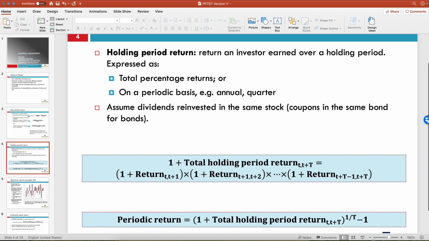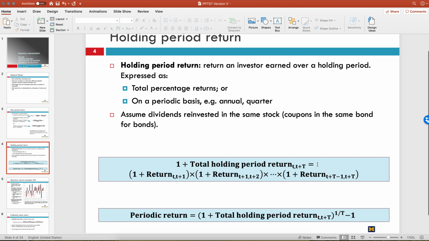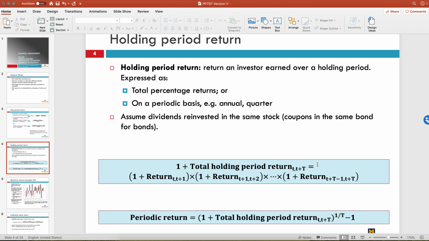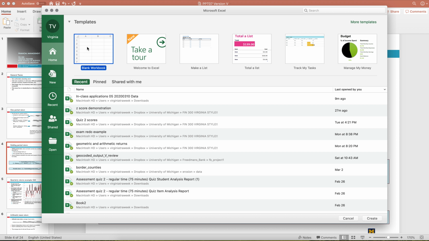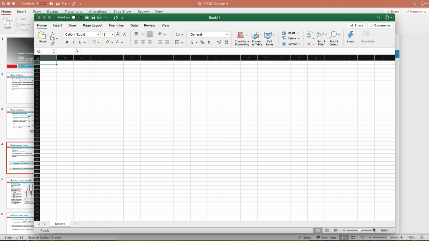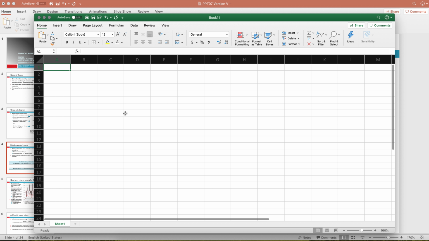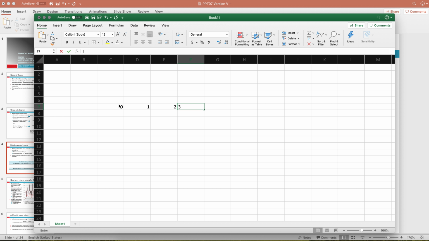The holding period return, let me just zoom out a little bit. The holding period return says, what is my return for the entire time period? A lot of times they'll tell you what the return was for, say, the S&P 500 every year for the last 6 years. So we might have gotten 5%, 2%, 3%, etc. And we want to get the total holding period return. So let me just open a file and show you what that looks like. 0, 1, 2, 3, 4, 5.